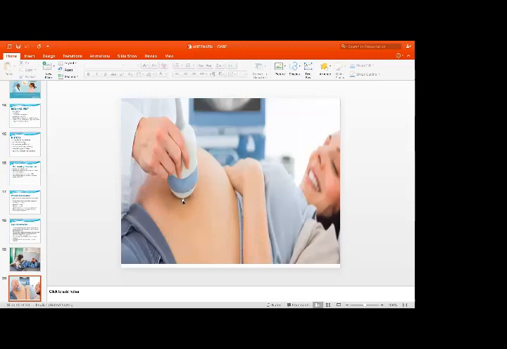We apply the probe on the maternal abdomen on the side of the back of the fetus, and we can hear tuck tuck tuck on the sonic aid.